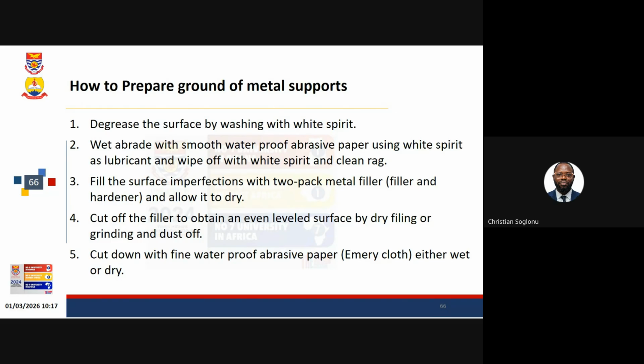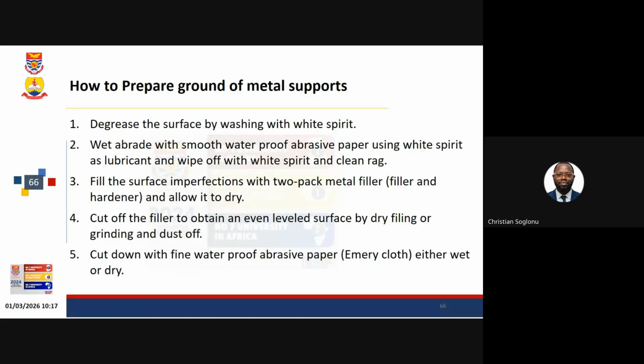When you want to spray your car, what do they do? They do all the filling where there are dents, they fill all the dented parts with fillers, and after that they sandpaper it nicely to get an even, leveled surface. Or if they don't want to use sandpaper, they can get a grinding machine to grind the surface neatly for you. Then they will dust off all those particles on the surface.